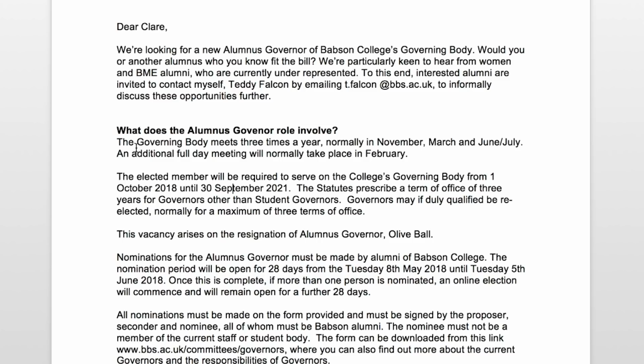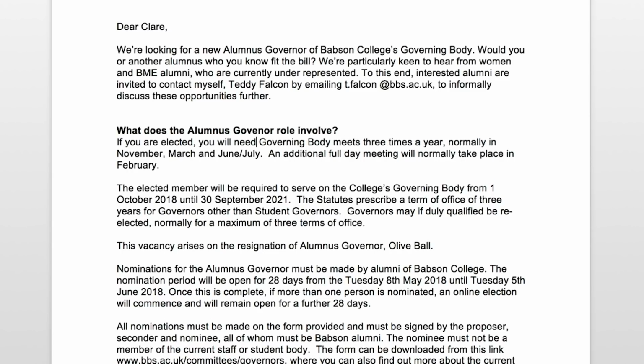So I think what we're going to do here is make this less about the governing body meeting 3 times a year, which sounds slightly abstract to me. What I'm going to do is make it a little more upbeat and direct. If you are elected, you will need to attend 3 meetings a year. 3 governing body meetings a year.